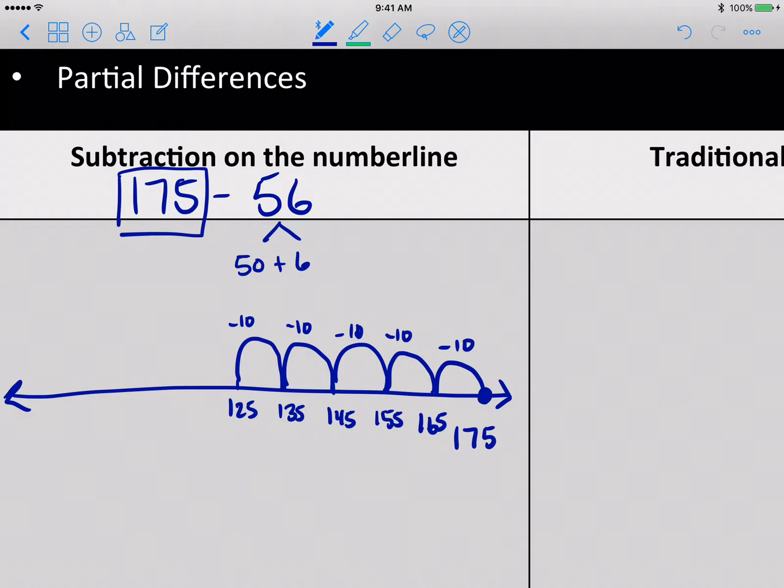Making sure I got to 50: 10, 20, 30, 40, 50. Start at 175, jump back 10, 165, 155, 145, 135, 125. So we've got 50 here. Now I need to jump back 6 more. So I'm going to jump back a 5, so minus 5. So 125 minus 5 is 120. And I'm going to jump back one more to get to 6, and that's going to be 119.